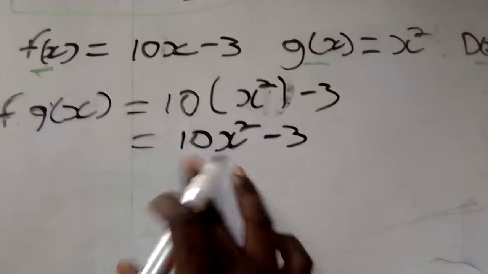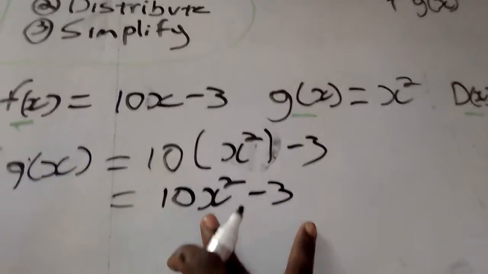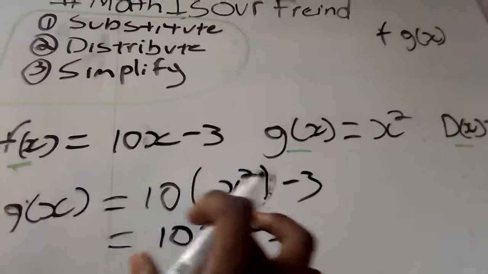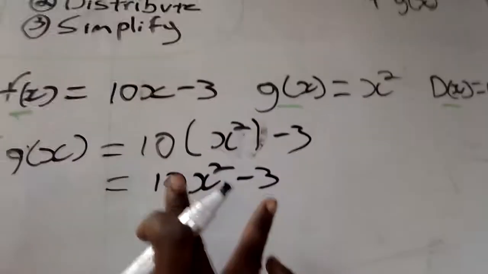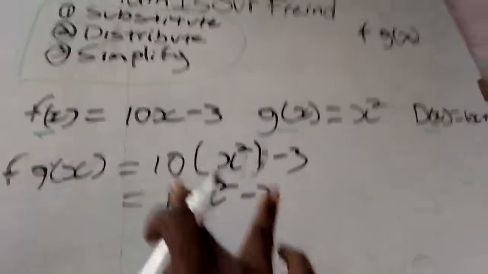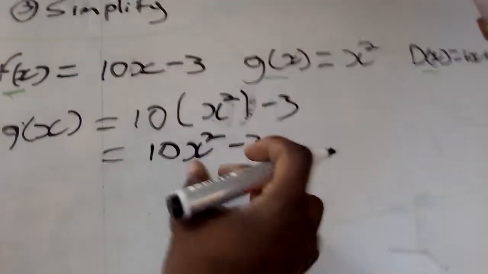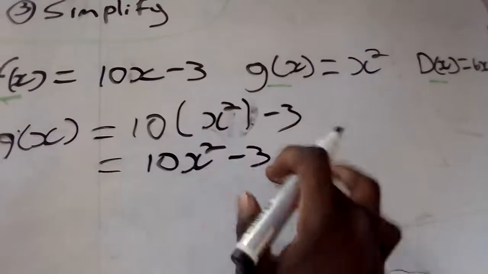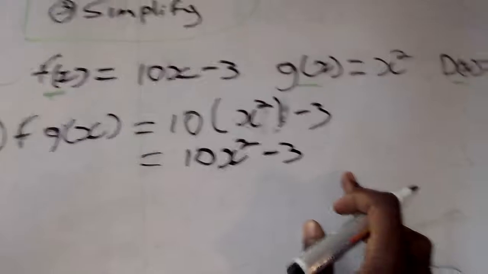Now after this, we did the substitution already, did the distribution and multiplied this. Now we simplify. There's nothing to simplify here, so we leave it like this. Because if one other x squared term needed it, you'd add the x squared to the 10x squared. If one other number needed it, you'd add it to the negative 3 or something like that. So f of g of x is equal to 10x squared minus 3. Then now the other one.